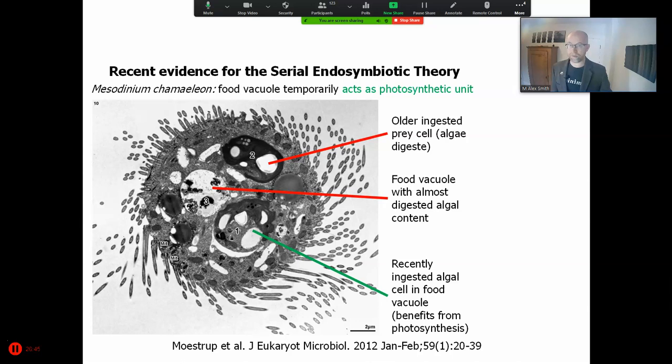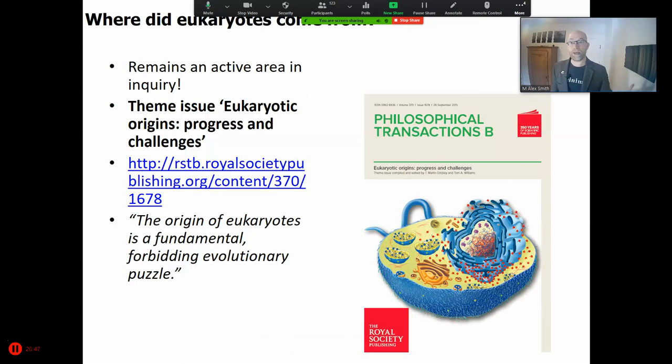Now, the origins of life, lots of evidence, but it remains an active area of inquiry. So this is a cover from a relatively recent issue of Philosophical Transactions of the Royal Society in the UK, which is actually the oldest scientific journal. This is a special issue that they had on eukaryotic origin. And there's a link there that I'll put in the chat later on.